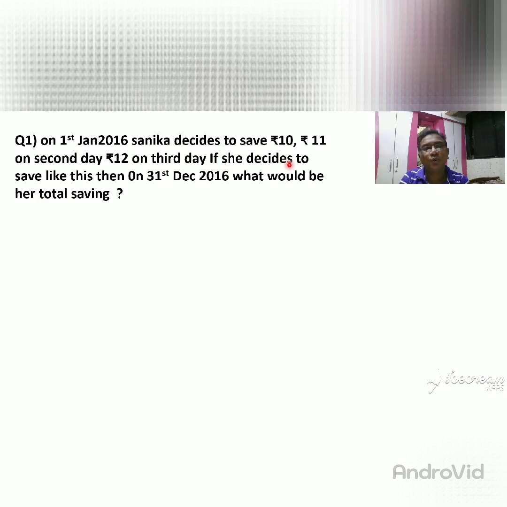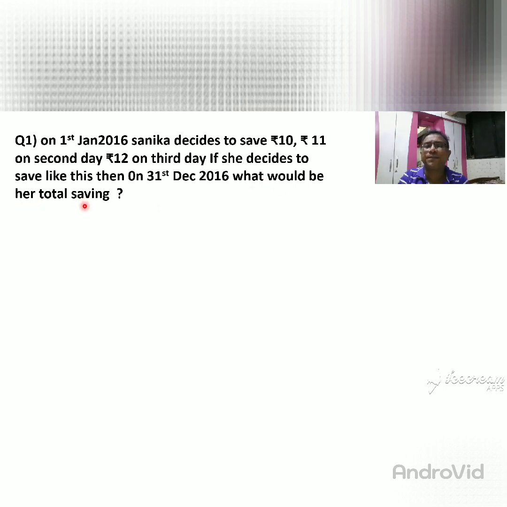If she decides to save like this, it means each and every day she increases by 1 rupee. Because 10, 11, 12, 13, 14, whatever it may be, it may go in such a way. Do you understand the meaning of this? According to this, first day 10, second day 11, third day 12, fourth day 13, in such a way. Then on 31st December 2016, what would be her total saving?